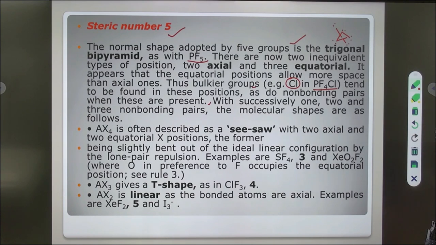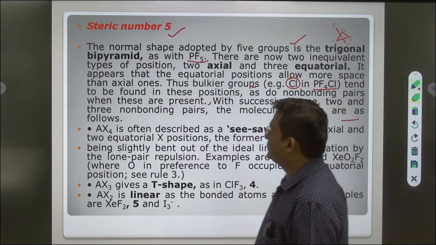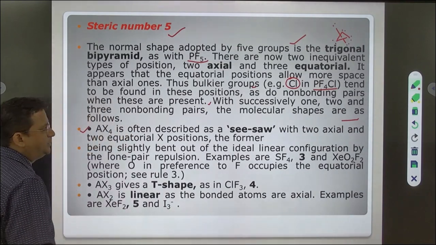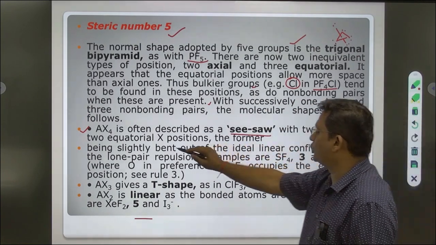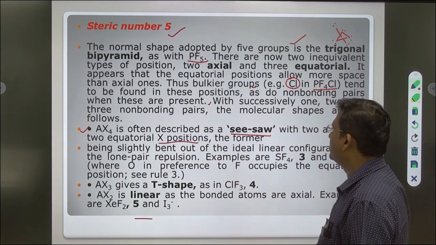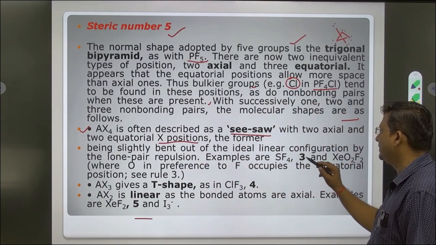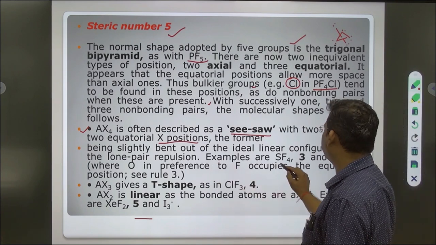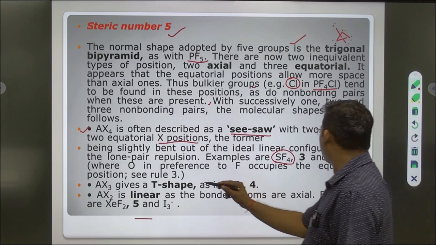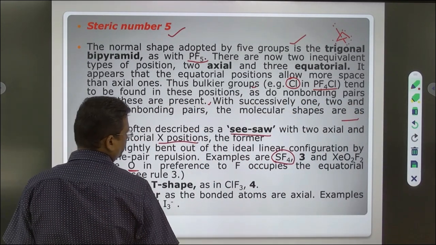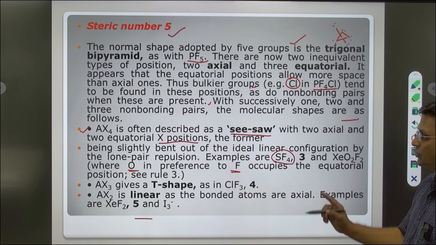This is successively 1, 2 and 3 non-bonding pairs. The molecular shapes are as follows. AX4 is often described as a seesaw with 2 axial and 2 equatorial X positions, the former being slightly bent out of the ideal linear configuration by the lone pair repulsion. For example, SF4, XeO2F2, where oxygen in preference to fluoride occupies the equatorial position. See the rule 3.